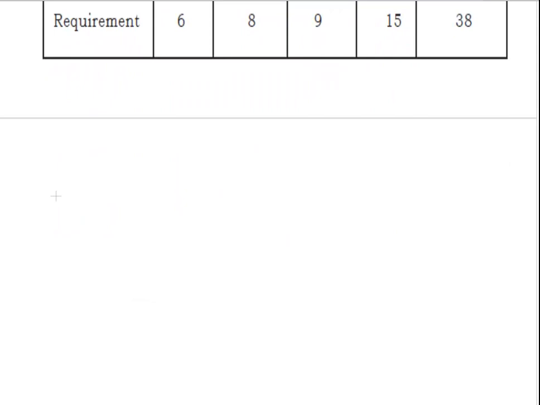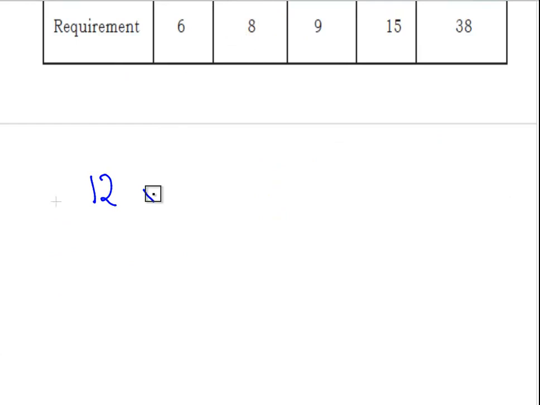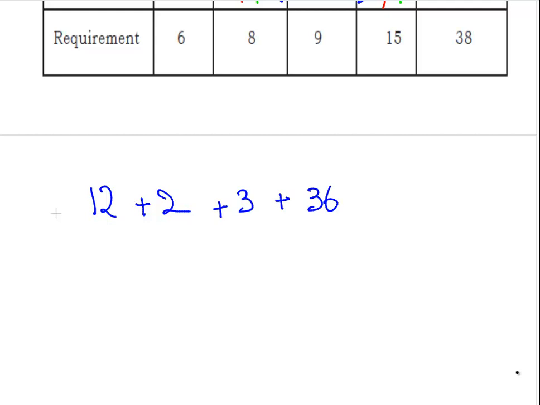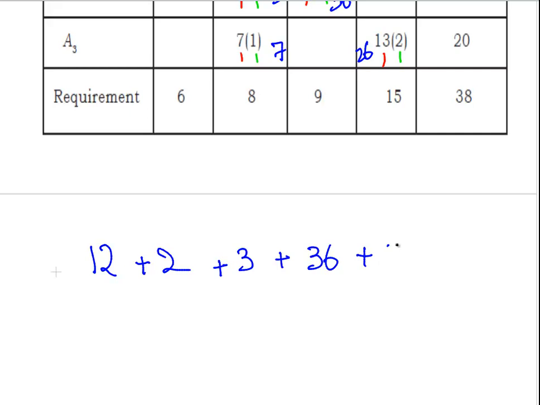I'm just going to go up and down. 2 by 6 was 12. Top row, let's just work top row. The next, plus 2. Let's move down to the next row just to calculate the total cost. Plus 3 plus 36. Plus 7 plus 26. Working that out, that is, just make a note there, 14, 17, 51. Is that right? 53 even. 60, that's just running total, and 86.